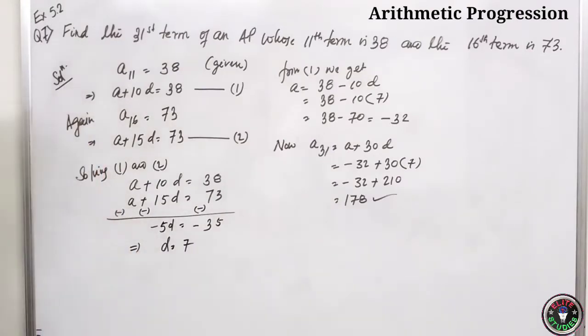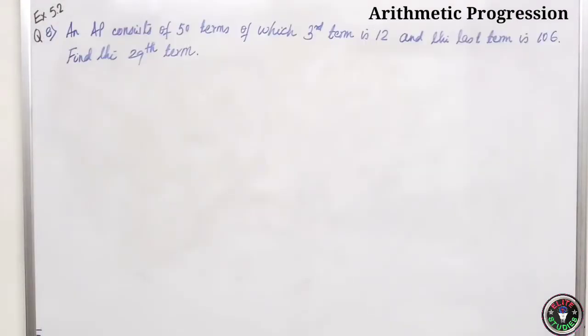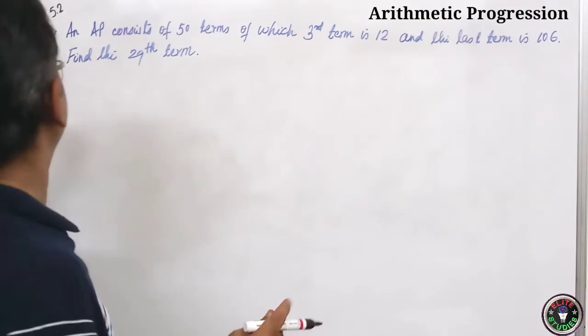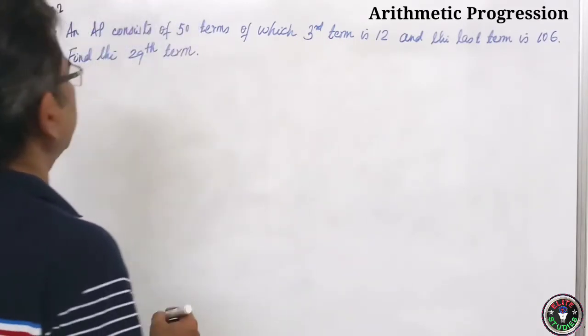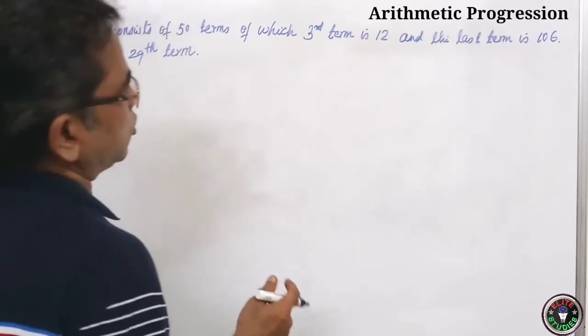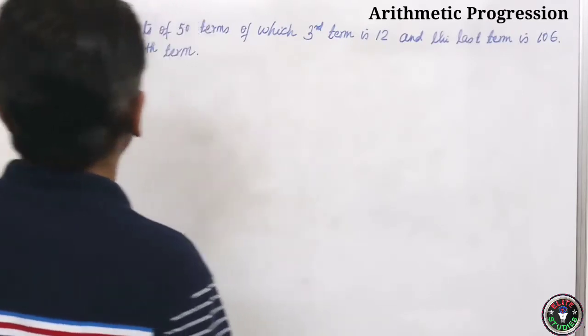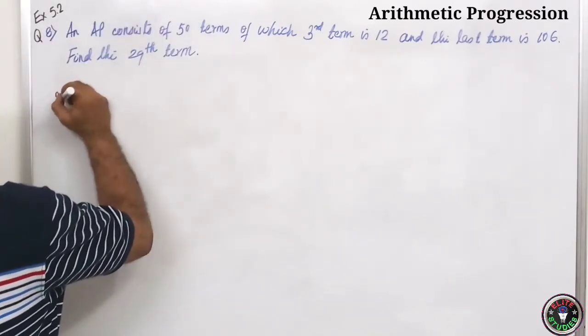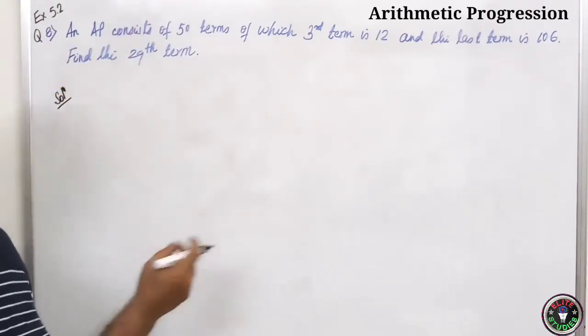Take the screenshot, please. Now let us do question number 8. An AP consists of 50 terms, of which third term is 12 and the last term is 106. Find the 29th term. Okay. It is similar to question number 7, only a little bit of difference.